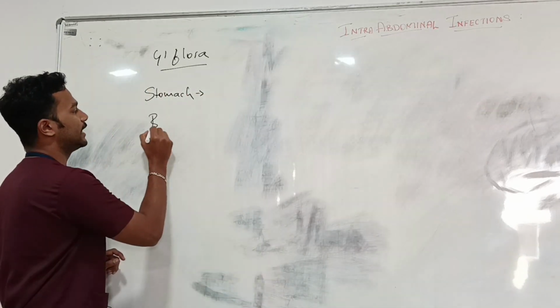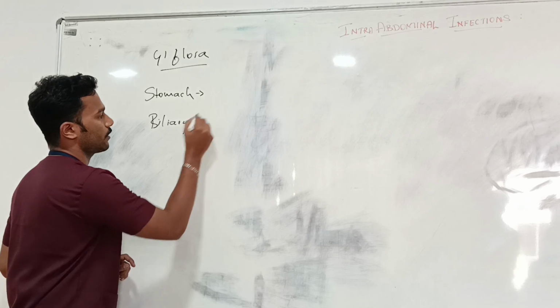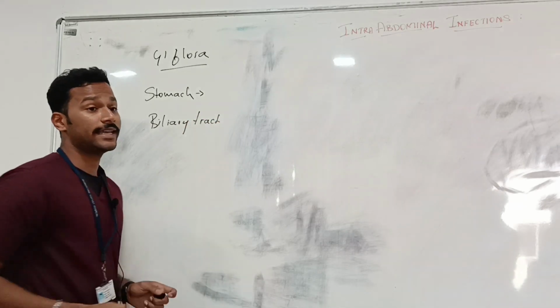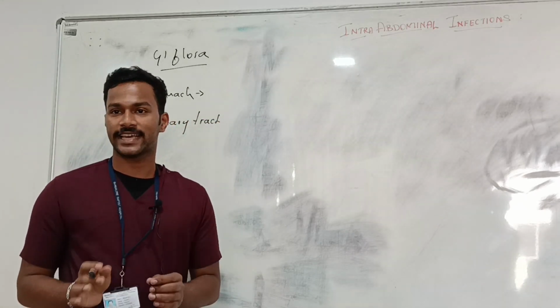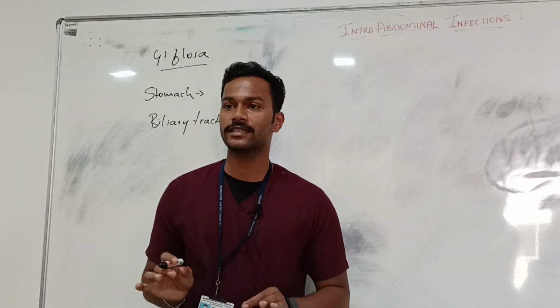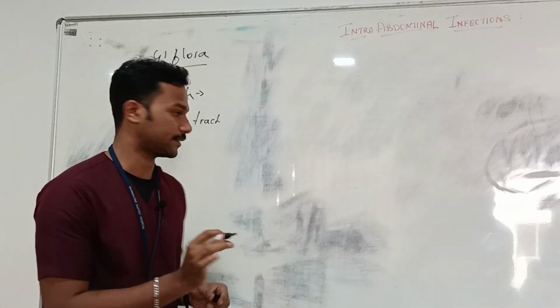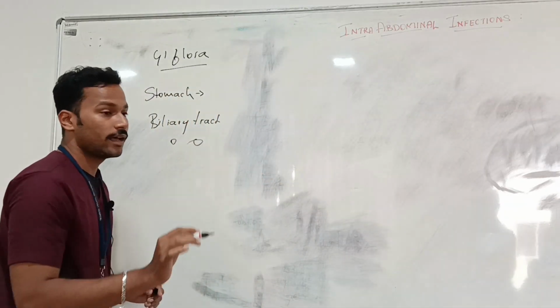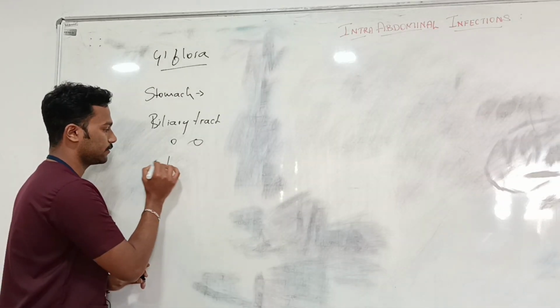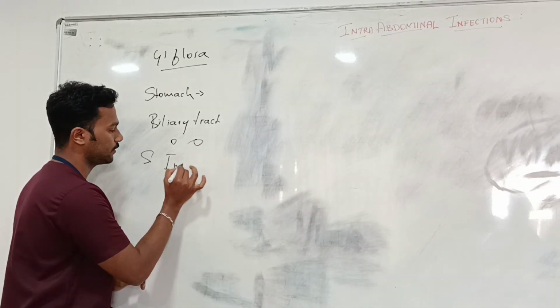Now coming to the biliary tract. Biliary tract is a very sterile place where there is not even a single bacteria present. So it's zero. Then coming to the intestine, the small intestine.